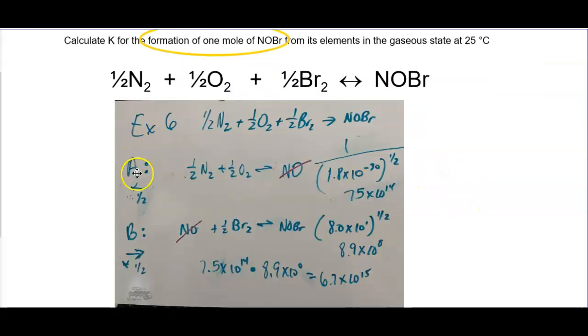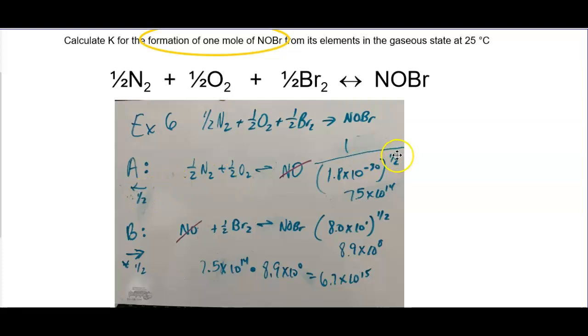So again, I looked at A. What do I need to do to A? I had to reverse it, multiply by half. So I did that. To B, I had to keep it forward, multiplied by half. So I did that. I rewrote these, and then I said, okay, NO eliminates. I have 1/2 N2, 1/2 O2, 1/2 Br2 on the same side going to NOBr, so I have the formula I need.